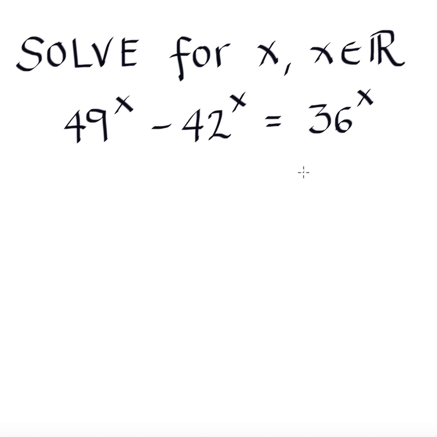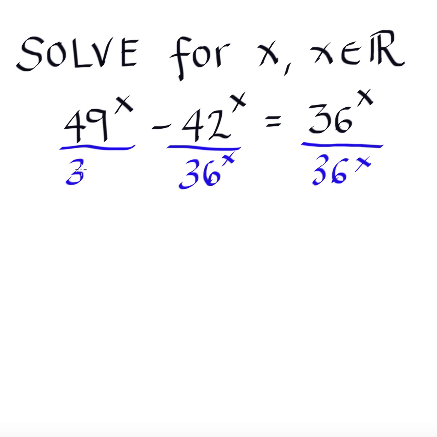One strategy in solving this problem is to make the right side of the equation be equal to 1 by dividing by 36 raised to x. So let's do that. Divide each of the terms by 36 raised to x. Now, obviously the right side is now equal to 1.